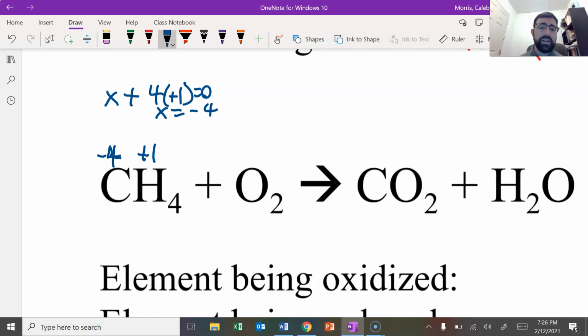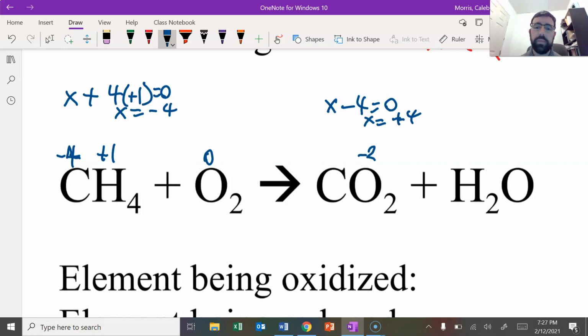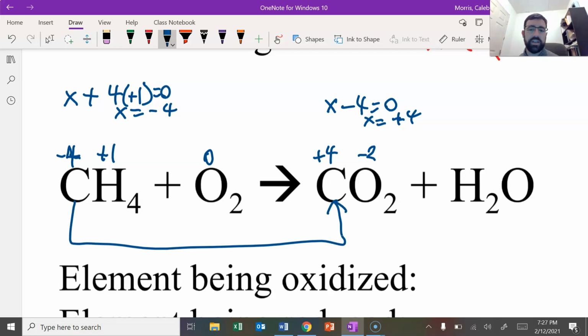Okay, oxygen, it's all by itself. Even though it's diatomic, it's a neutral element, so it's got a 0 charge. Then we go to carbon dioxide. Well, oxygen is normally going to be a -2 charge. I have 2 of them. 2 times -2 would be -4. Let's see, X - 4 equals 0. Therefore, X has to equal +4. Carbon is +4 on this side. I can see that that changed. It went from a negative number to a positive number. Became more positive. It's oxidation.